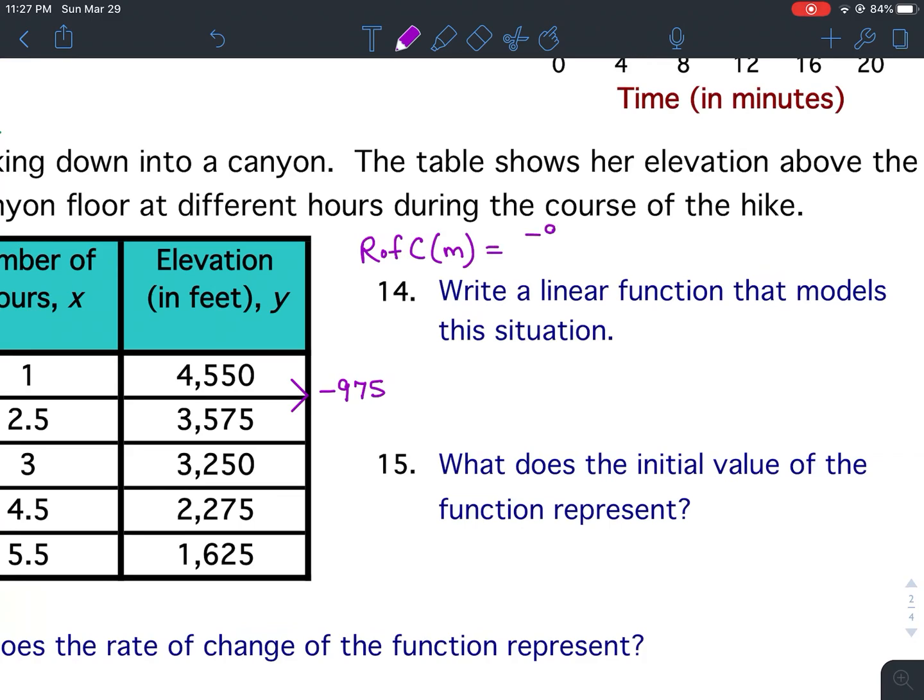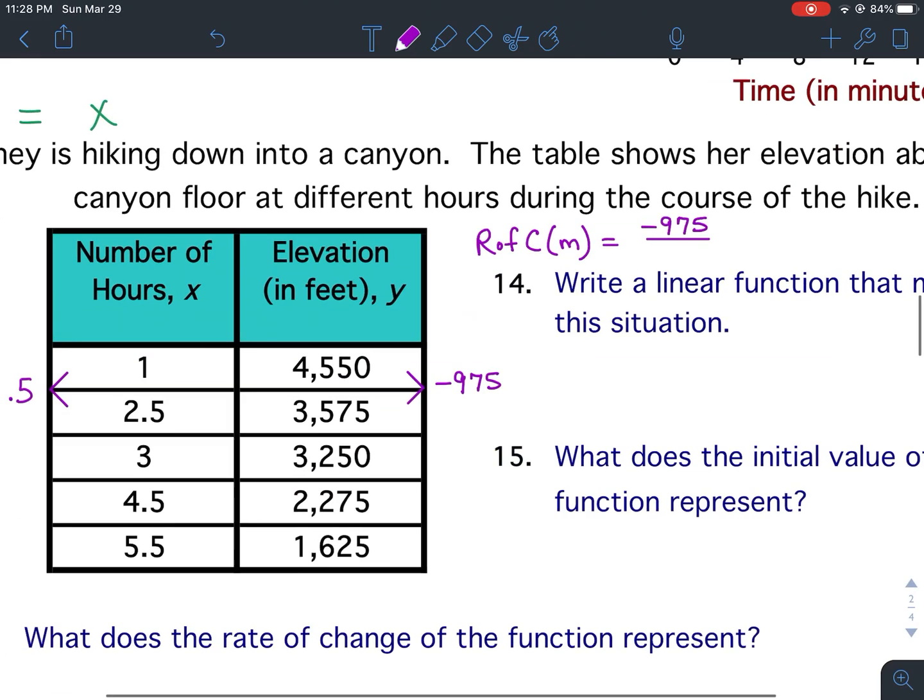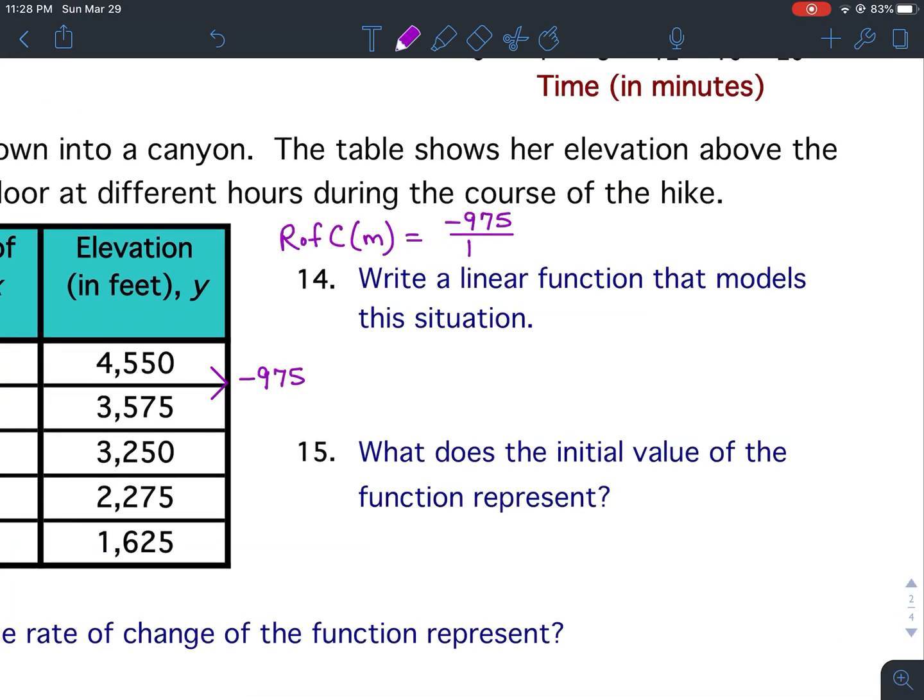is the negative 975 divided by 1.5. Go ahead, divide those two out. You should have gotten negative 650 feet per hour. So Lainey is descending at a rate of 650 feet per hour. She's going down 650 feet per hour.